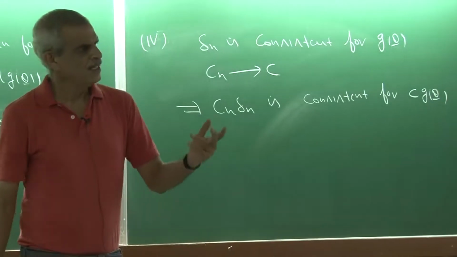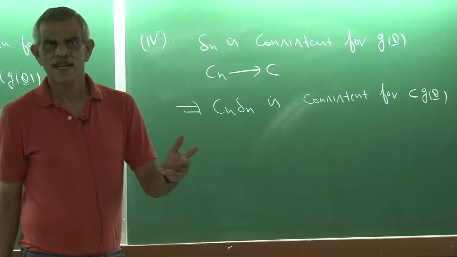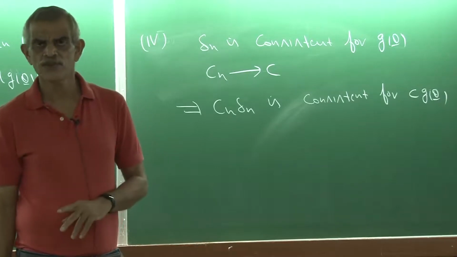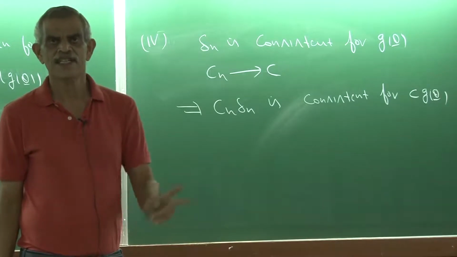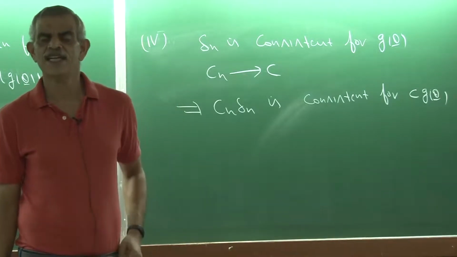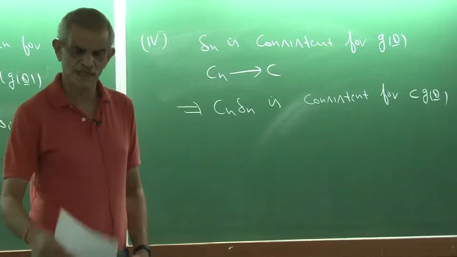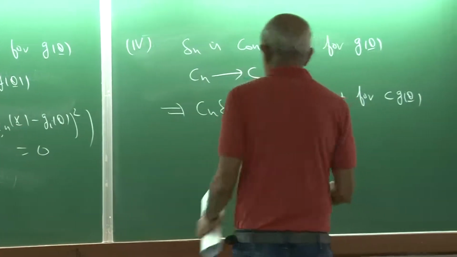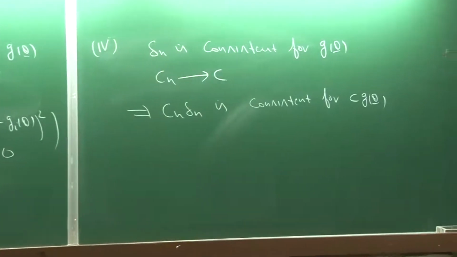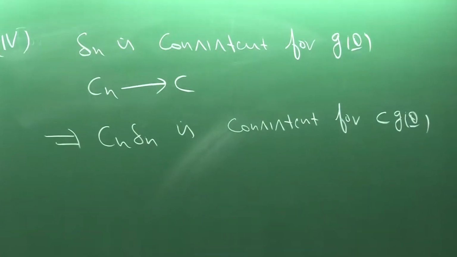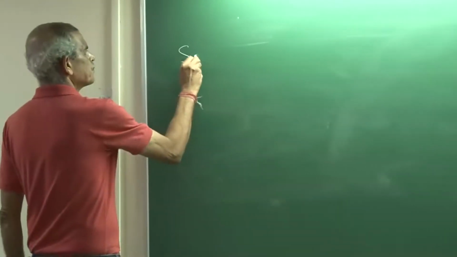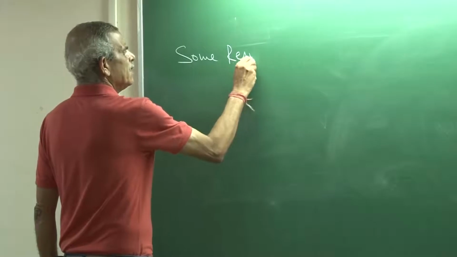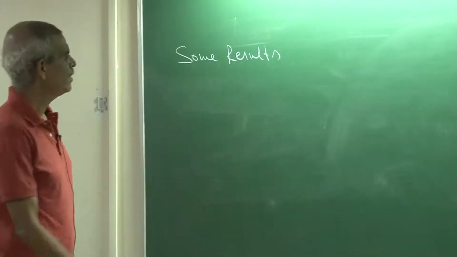For example, if delta n and delta n star are two sequences of estimators, delta n is consistent for g1 theta, and delta n star is consistent for g2 theta, then delta n plus delta n star would be consistent for g1 theta plus g2 theta, and so on. So now before I proceed further, let me do a few results from asymptotic statistics, which again you have done before in a course on probability theory.